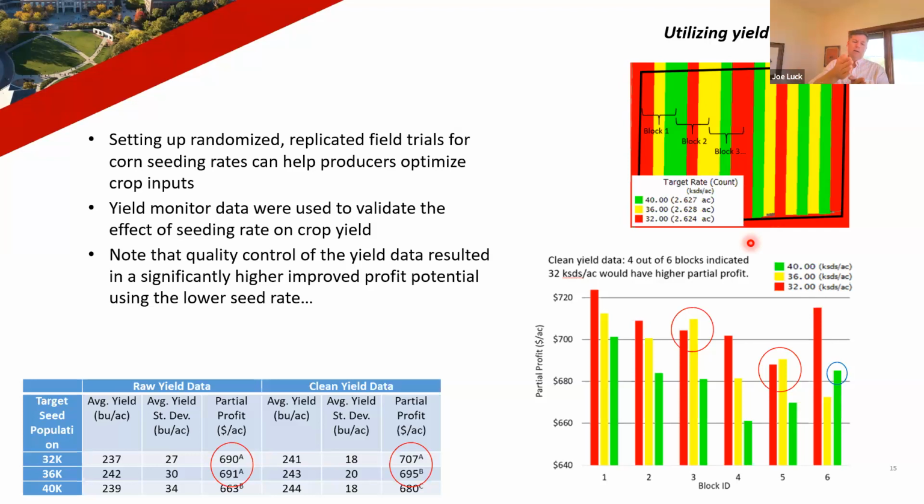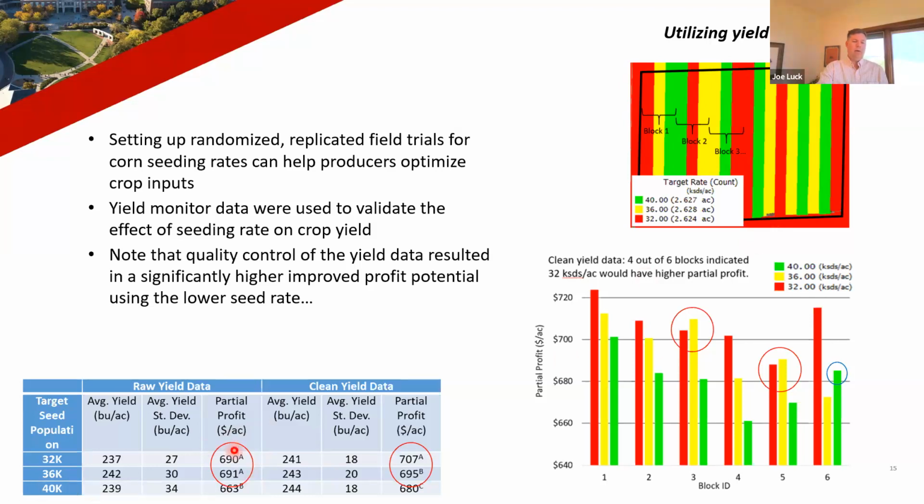Well, if you have all your seed rates in the same order, one of those seed rates is always going to be on the low side and one's always going to be on the high side. So randomizing those and changing that really helps to tease some of that out. We had 6 blocks, so we're actually able to do some statistical analysis on the data. You have to have at least 3 replicates to do that.